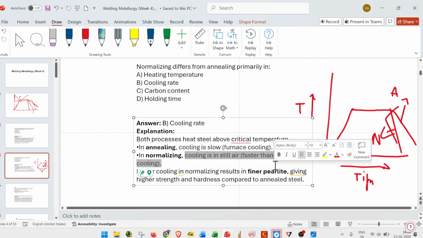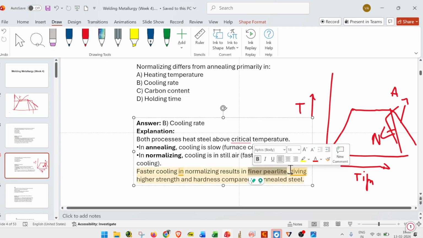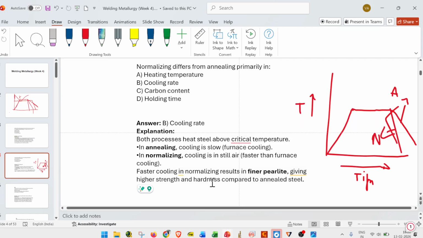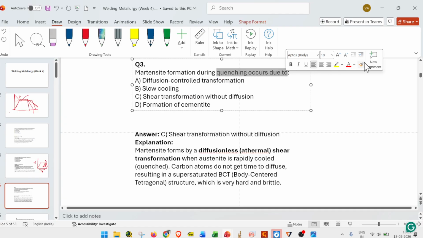Quenching is done in some liquid like water, oils, a brine solution, or another way of faster cooling. Okay. So the cooling in normalizing results in finer pearlite. So if we normalize, we get finer pearlite, and if we do slower cooling, it forms coarser pearlite. Okay. Next, martensite formed during quenching occurs due to.